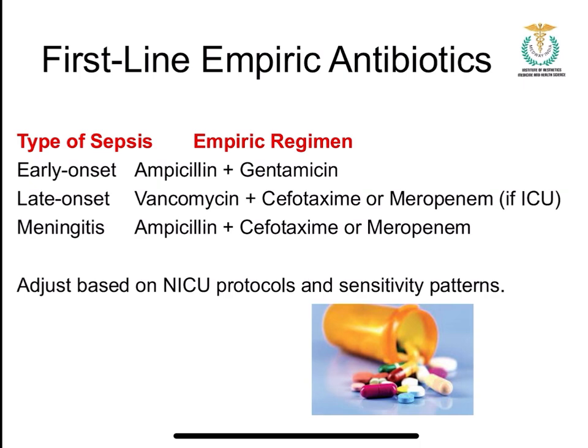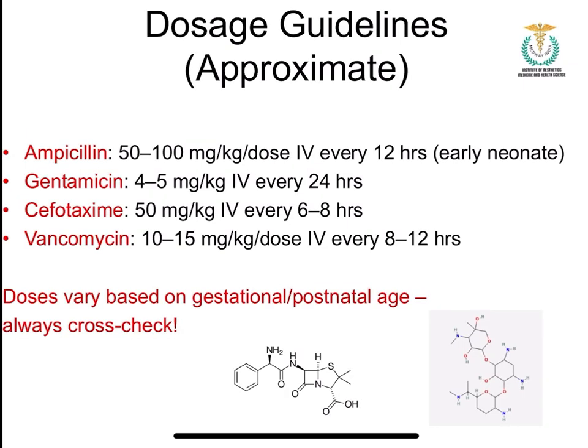The drugs naturally have to be adjusted on the basis of a particular NICU protocol and sensitivity patterns like we've discussed. Now, what are the dosage guidelines? These are approximate dosage ranges. Ampicillin is started at a dose of 50 to 100 mg per kg per dose IV every 12 hours. So BD dose of around 50 to 100 mg per kg. So you can start it at around 70-75 also. That is also a rational dose. Or you could also start it at 100 mg per kg per dose IV BD dose. Okay, so that is started.